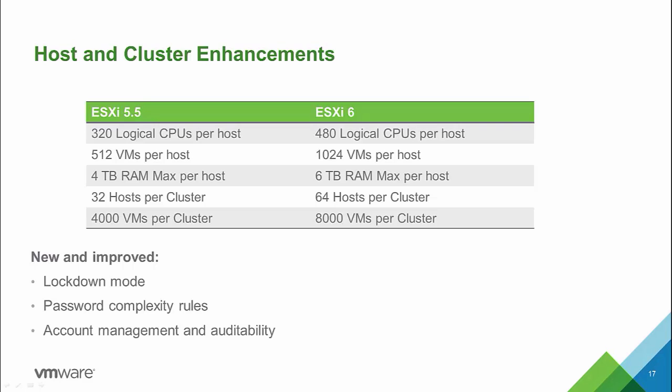In ESXi 5.5 we could have only up to 4 terabytes of RAM per host, and in ESXi 6 we can have 6 terabytes of RAM per host. In ESXi 5 we could have 32 hosts per cluster. Again, we have double here in ESXi 6. We can have 64 hosts per cluster. ESXi 5.5 supports up to 4,000 VMs per cluster, and ESXi 6 supports up to 8,000 VMs per cluster.